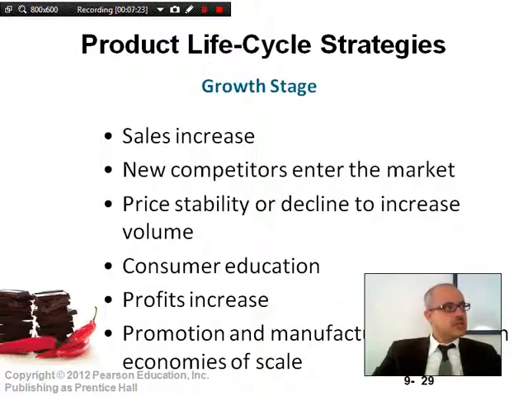Customer education. Profit increases, and promotion and manufacturing costs gain economy of scale. So once you are in a growth stage, if you make an advertisement on a very famous TV channel, maybe it will be worth it during the growth stage because this will be an economy of scale. You make one big promotion, everyone hears about it, and everyone buys it. You can do that in the growth stage because you're growing and you have the money to do it.